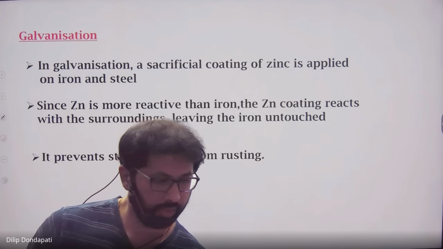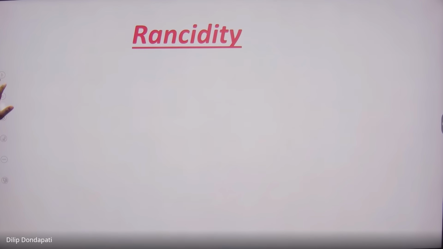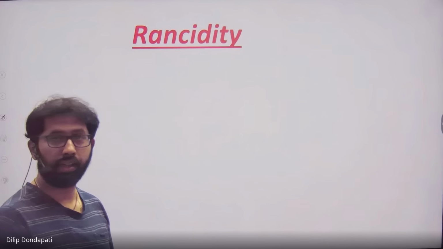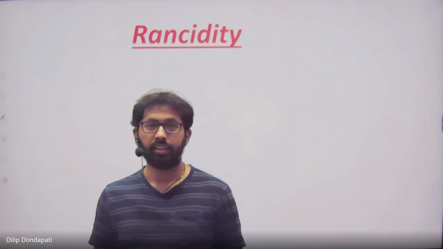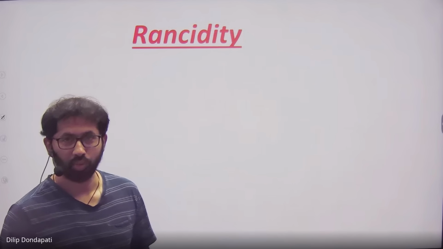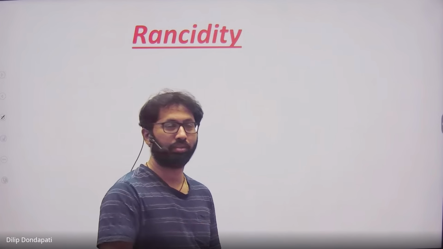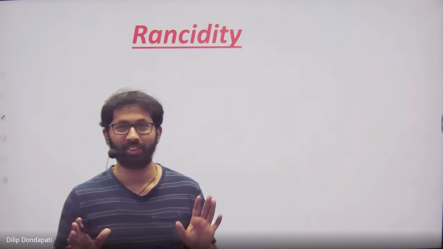Then, next, rancidity. Last topic, rancidity. You know rancidity, right? Rancid means spoiling of food. So at home, from today onwards, you should say that the food is spoiled because it has become rancid. Your parents will say, oh my daughter is studying so well, she's talking technical words.